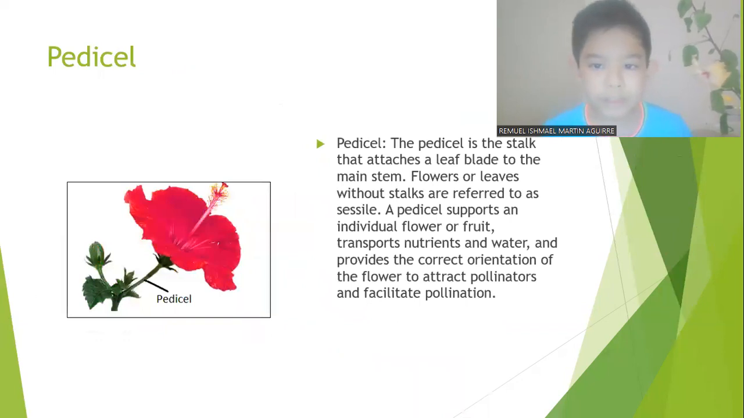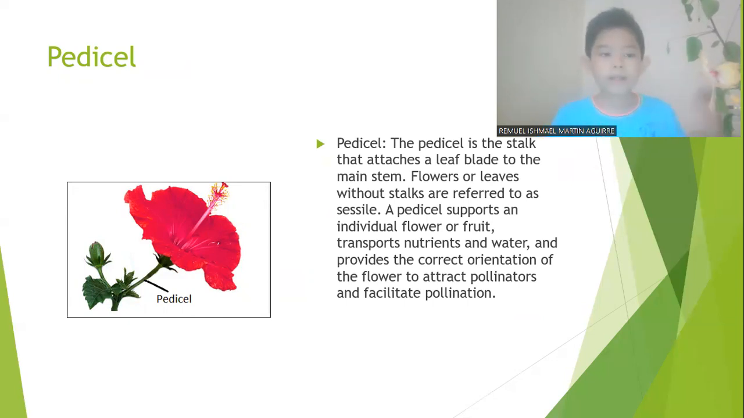Pedicel. The pedicel is a stalk that attaches a leaf blade to the main stem. Flowers or leaves without stalk are referred to as sessile. A pedicel supports an individual flower or fruit, transports nutrients and water, and provides the correct orientation of the flower to attract pollinators and facilitate pollination.